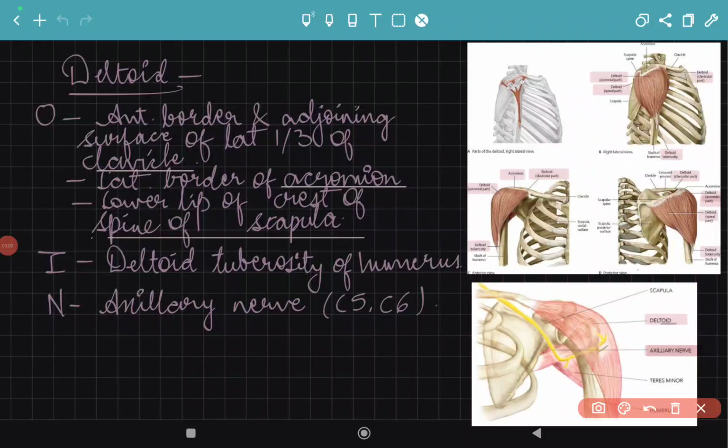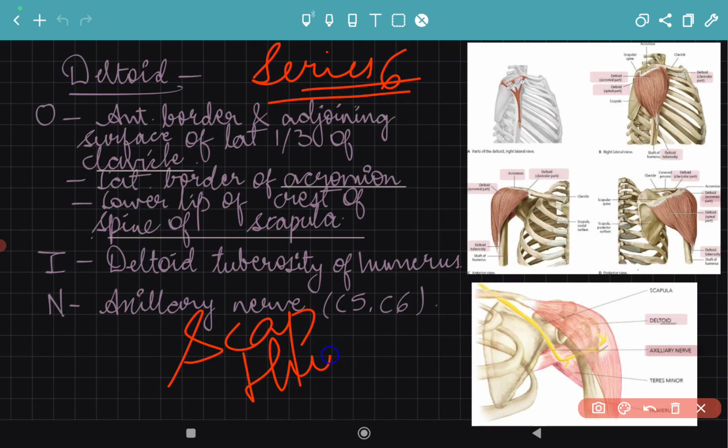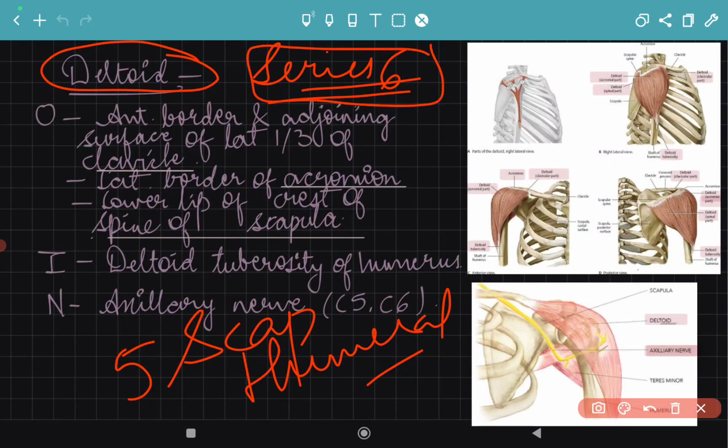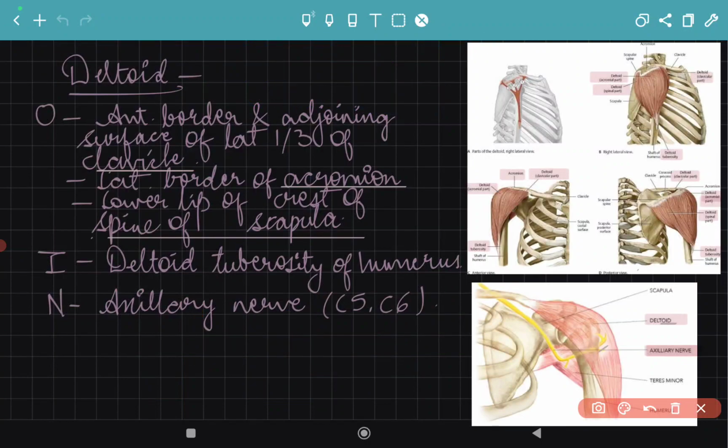Physiowebseries Shoulder Complex Season 2, Series 6. In Series 5, we started scapulohumeral muscles. We covered teres major as well as coracobrachialis in Series 5. Deltoid is another scapulohumeral muscle which will be covered in this Series 6. So the origin as well as insertion of deltoid.